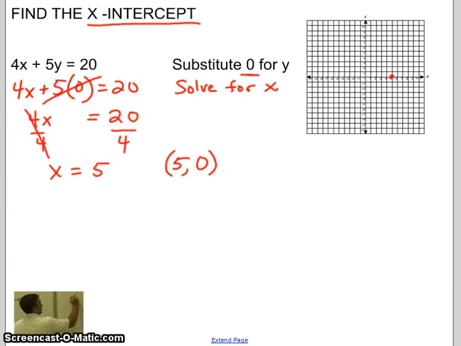Do I know the rest of my line yet? No. Can I draw my line yet? No, because I need two points to draw a line. At least two.